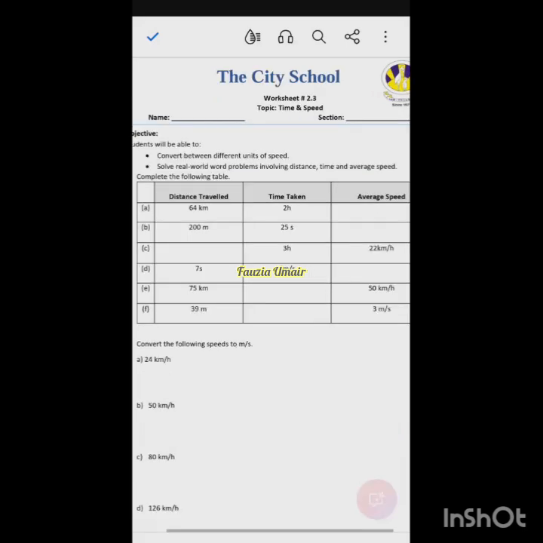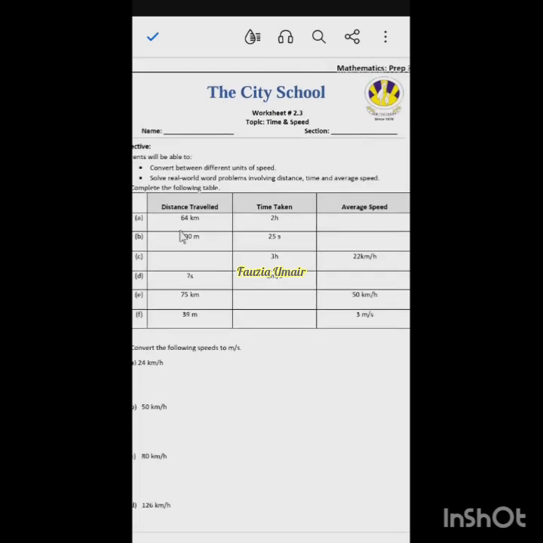So the first two questions are very easy. Distance and time is given, and you need to find out the answer. So what would be the answer of the first one? 64 kilometer, 2 hours. There is no particular unit given, so you can pick any of them. 64 kilometer by 2 hours. So what would be the speed in kilometer per hour?